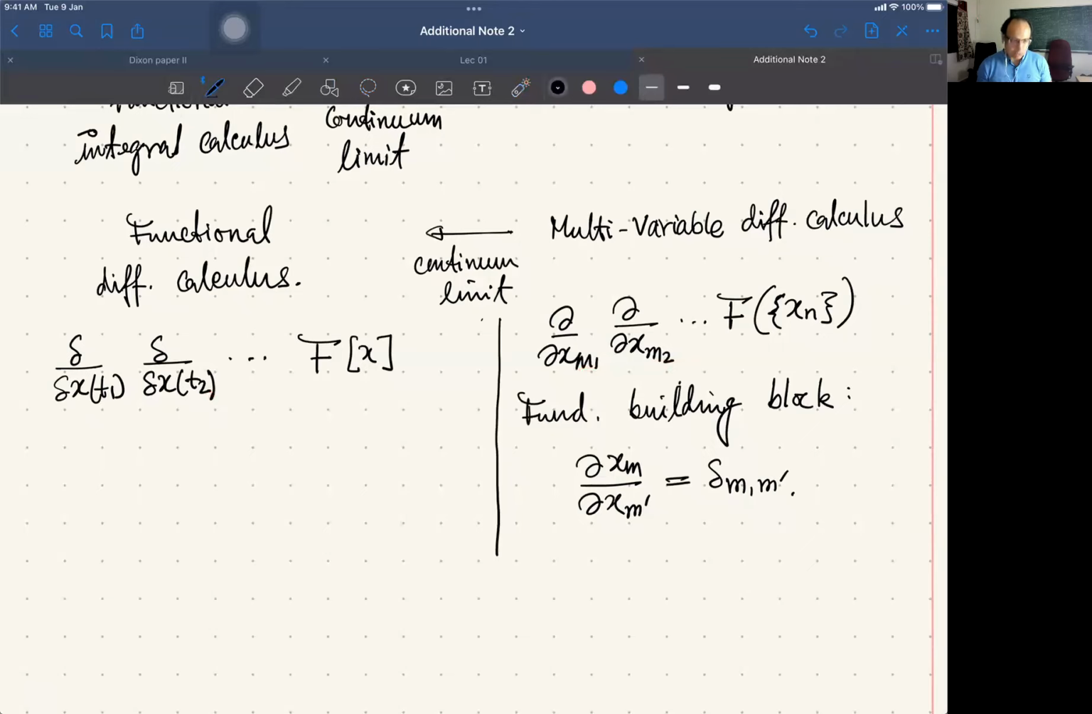So then the fundamental building block will be delta of x of t divided by delta of x of t prime, and that will be given by delta of t minus t prime. It is just that the continuum version of the Kronecker delta is the Dirac delta function. That's what we use here.